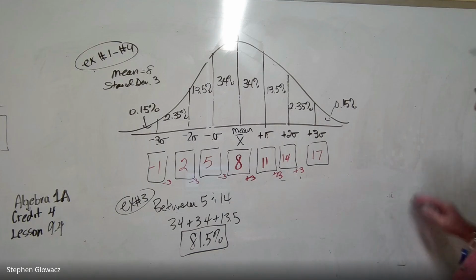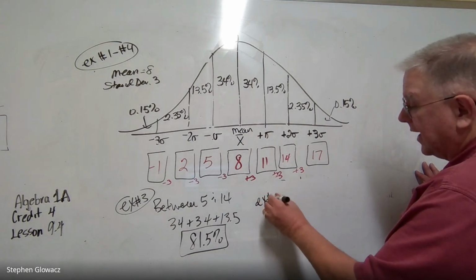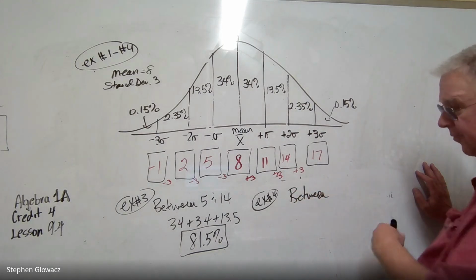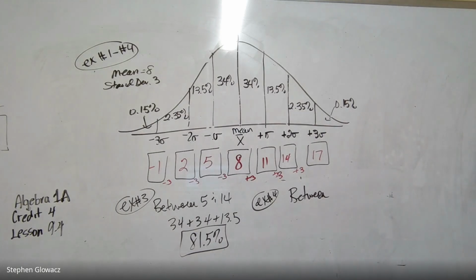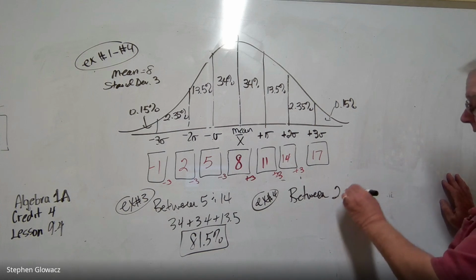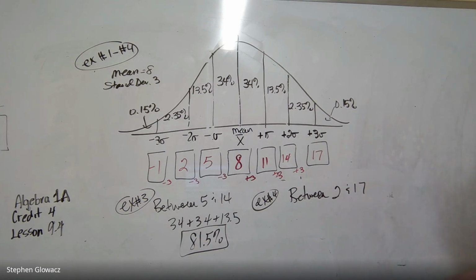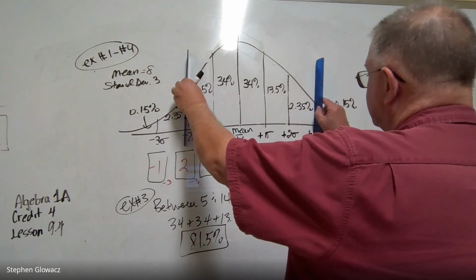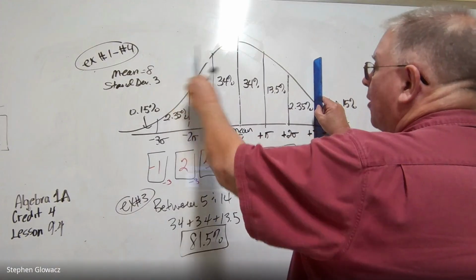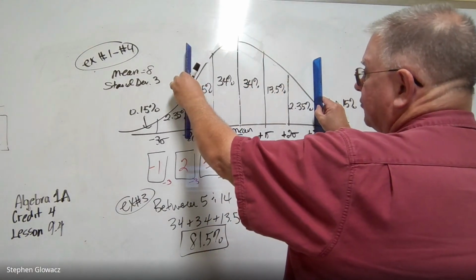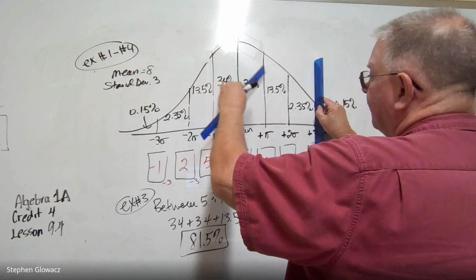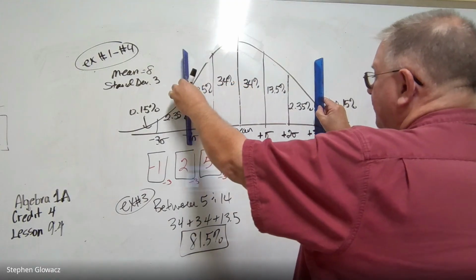And then just for a little more practice, we'll do another between problem for number 4, although if you understand the example for number 3, number 4 is really the same principle. It's between 2 and 17 songs, and so that just gives us a wider range here to add up. So 2 is all the way over here, 17 is all the way over here. So we're going to add up all these percentages in here that are between 2 and 17. So 13.5, 34, 34, another 13.5, and then 2.35.